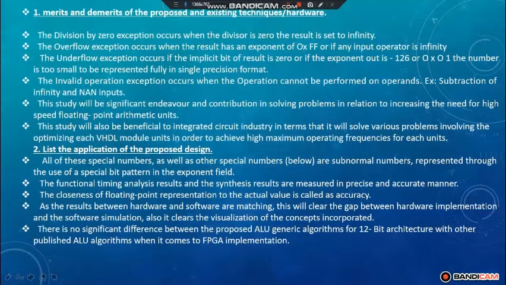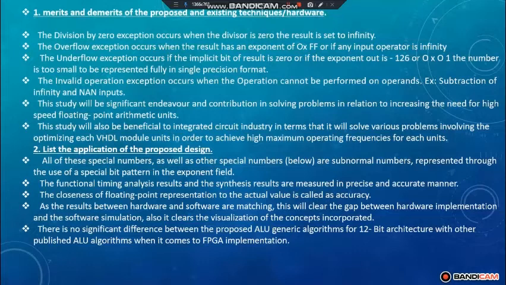Next, merits and demerits of the proposed and existing techniques or hardware. The division by zero exception occurs when the divisor is zero, and the result is said to be infinity. The overflow exception occurs when the result has an exponent of FF or if any input operand is infinity. The underflow exception occurs if the implicit bit of the result is 0 or if the exponent out is 126 or minus 126, or 0 into 0 1, meaning the number is too small to be represented fully in single precision format.